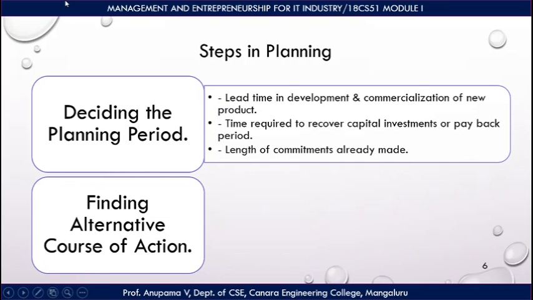The fourth step in planning is to search for and examine alternative courses of action. For instance, technical know-how may be secured by engaging a foreign technician or by training staff abroad. Similarly, a product may be sold directly to the consumer by company salesmen or through exclusive agencies.